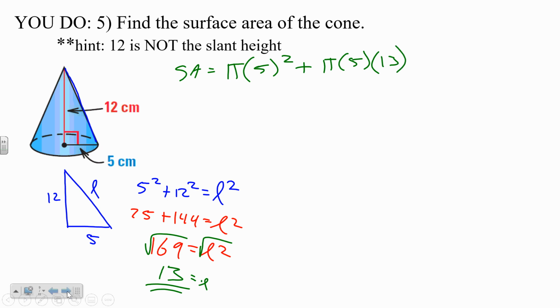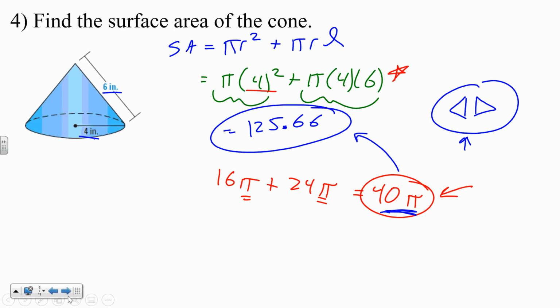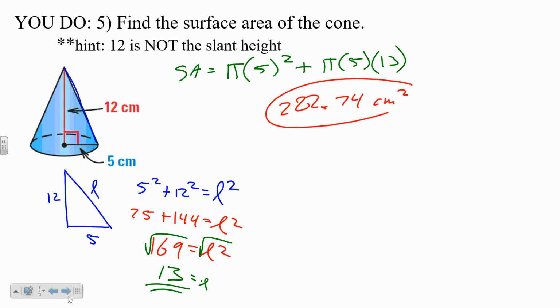And again, not a bad idea to double check, make sure you plug everything in right, because I have definitely made that mistake before. Make sure you're using the right formula. So we have pi times 5 squared plus pi times 5 times 13. Ends up giving me 282.74. And again, this is centimeters squared. I don't know if I labeled my last one, but that's okay.